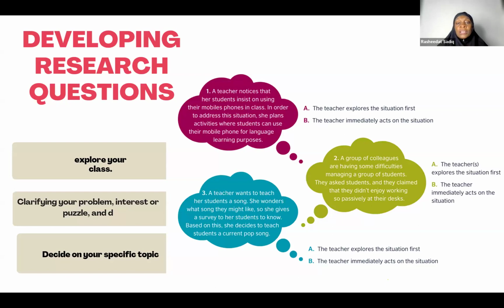So first one, a teacher notices that her students insist on using their mobile phones in class. In order to address the situation, she plans activities where students can use their mobile phones for language learning purposes. So please put in the chats if you think it's A or B. 1A, meaning that the teacher explored the situation first. 1B, meaning that the teacher immediately acted on the situation. I'll be waiting for your responses.